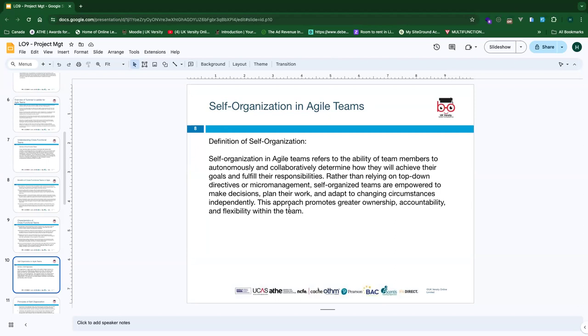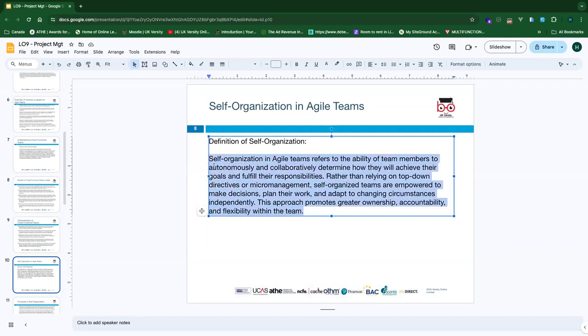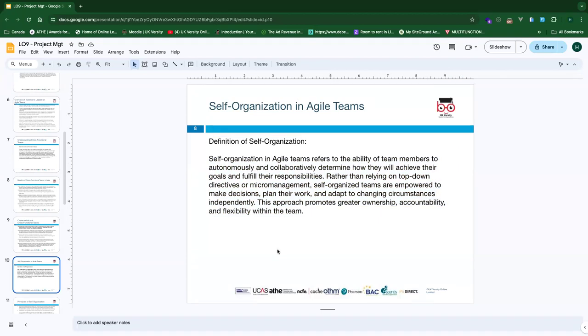So that is, obviously, for you as an individual, determining how you achieve the goals and fulfill responsibility, rather than relying on top-down directive or micromanagement. Self-organized teams are empowered to make decisions, plan their work, and adapt to changing circumstances independently. This approach promotes greater ownership, accountability, and flexibility within the team. What this literally means is that you are responsible for everything and you are trusted to make a decision by yourself.